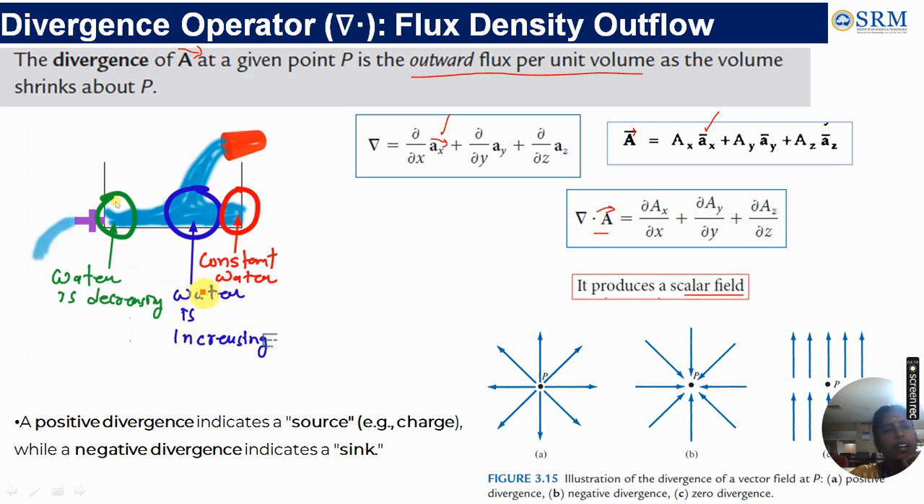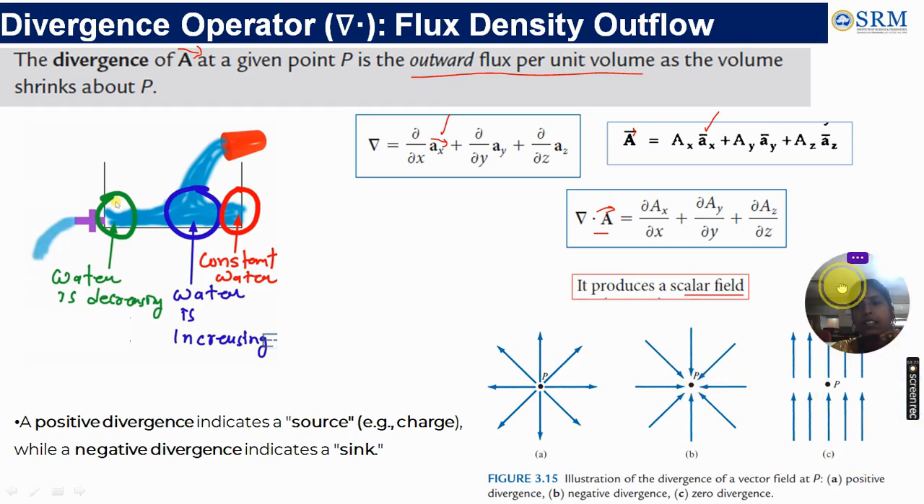So I can define 3 different divergences: one is positive divergence, another is negative, and finally zero divergence. Zero divergence is what we understood from the constant flow of water. See here, there is a point we have considered, and across the point the vector field is flowing uniformly; that is zero divergence. When the divergence will be 0, we will also see in the upcoming sessions.